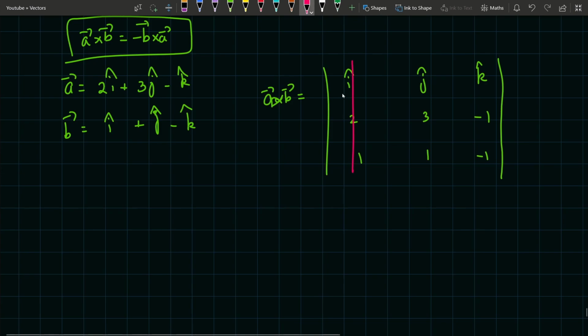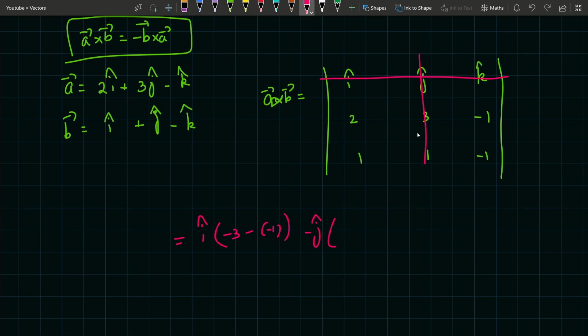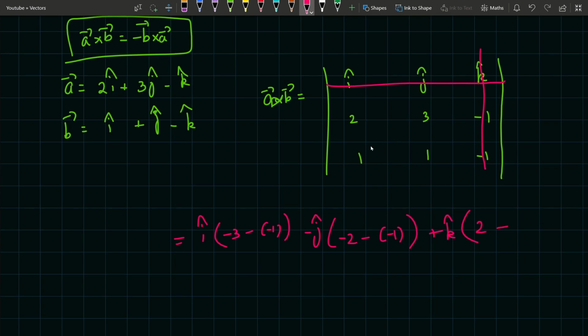So let us do the method. First I am cancelling the first column and the first row and performing the operation. It will be equal to i cap into 3 into minus 1 minus 1 into 1 into minus 1, it will be minus 3 plus 1, minus j cap into, so I will cancel the second column and the first row. It gives me 2 into minus 1 minus 1 into 1, it will be minus 2 plus 1, plus k cap into, now I'll cancel the third column, that will give me 2 into 1, it is 2, minus 1 into 3, it is minus 3.